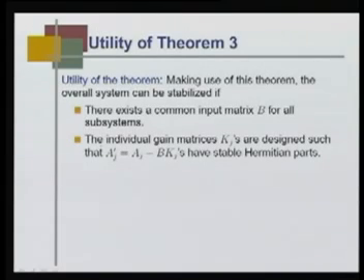So, utility of the theorem. Making use of this theorem, the overall system can be stabilized if there exists a common input matrix B for all subsystems, and the individual gain matrices K j are designed such that this has a stable Hermitian part. We can always design this, because I can always design it such that this is a stable Hermitian part. It is not a difficult thing.